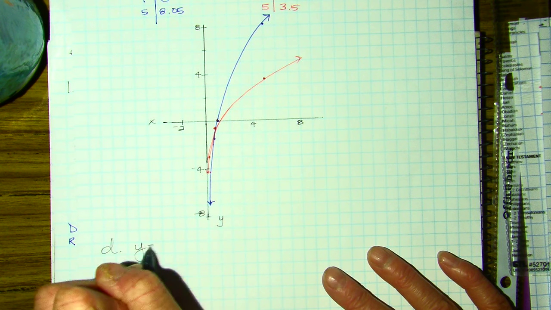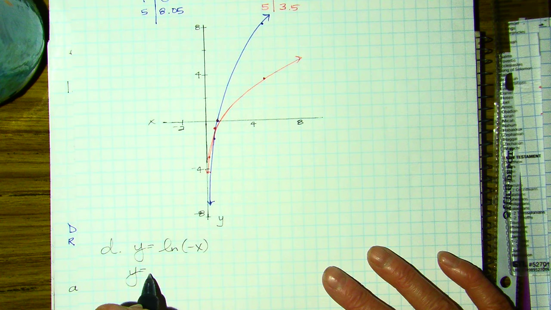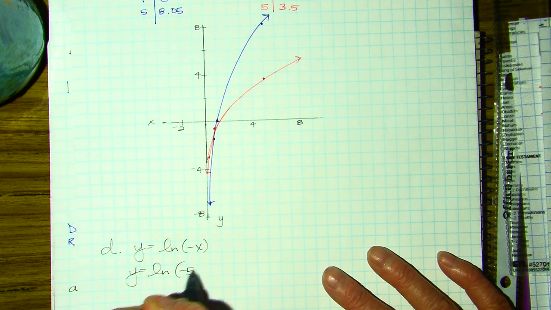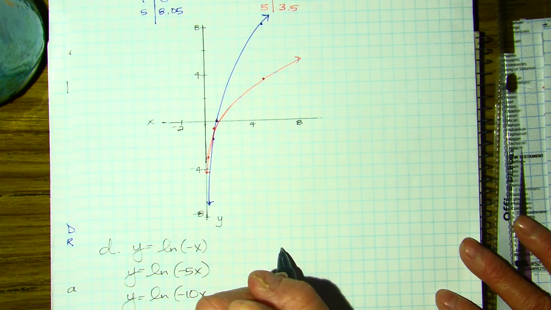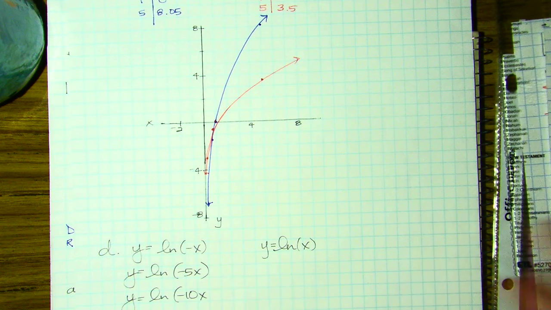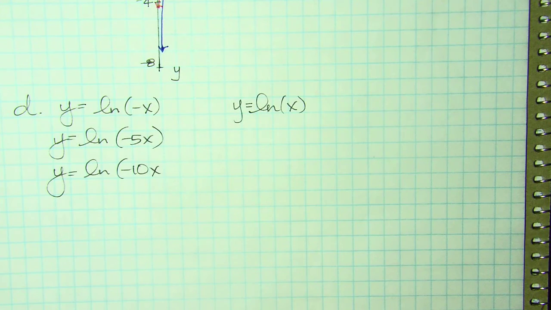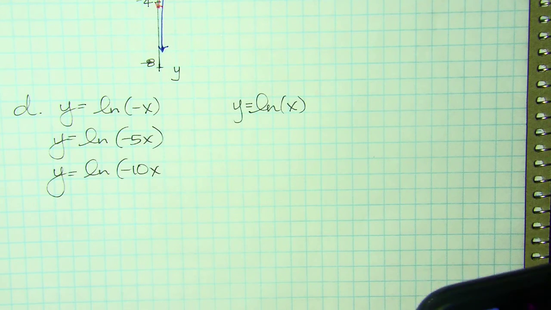If I have y equals the natural log of negative x, and you can use Desmos for this, I'm going to compare this to the parent function. Okay? And I'll move this down for you. Sorry about that. And we'll just use Desmos.